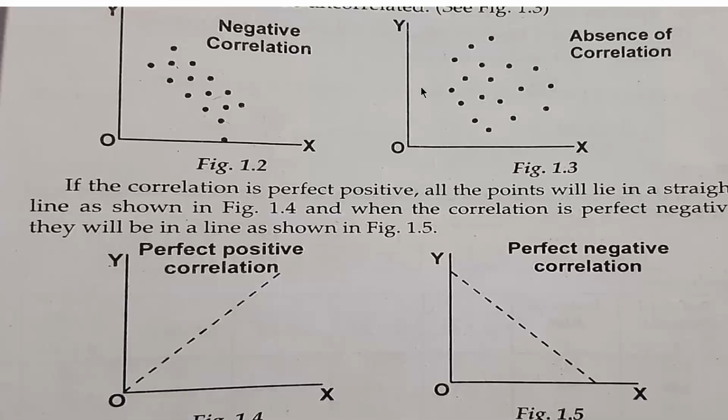So I hope you have understood what a scatter diagram is and how it is used to find out the correlation between the two variables. So that's all for today. Thank you so much. In the next class, we will see how to calculate the magnitude of correlation between the two variables.